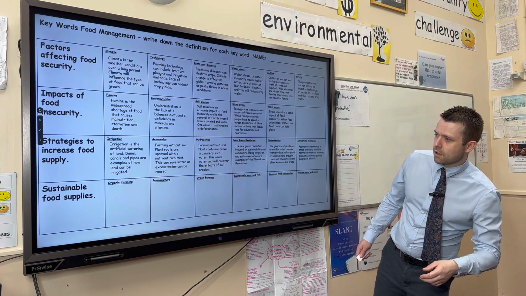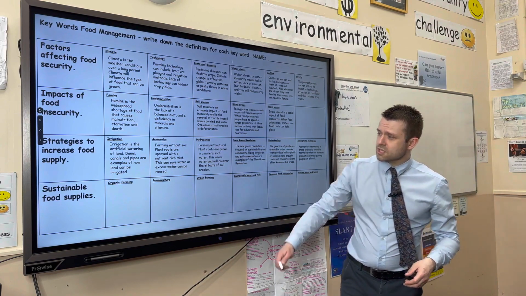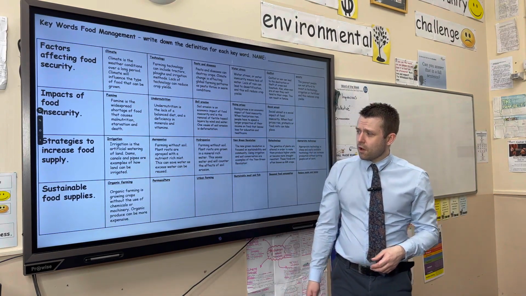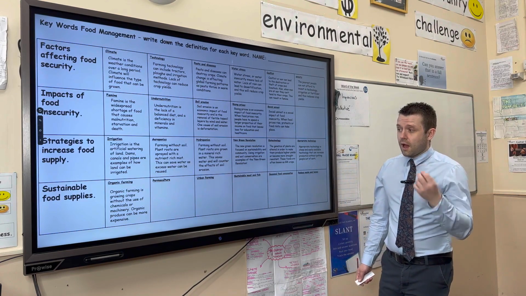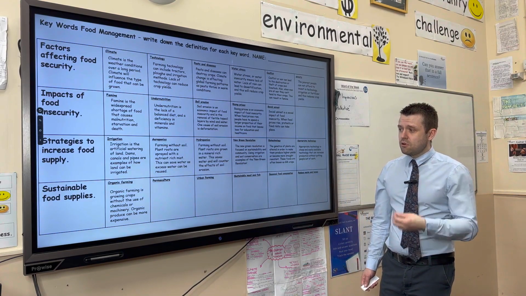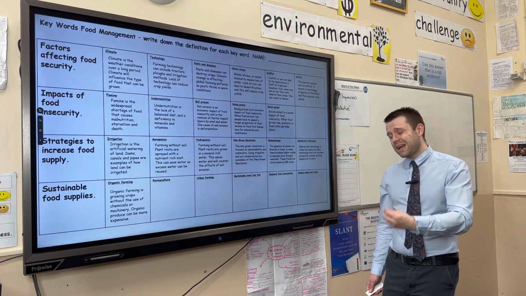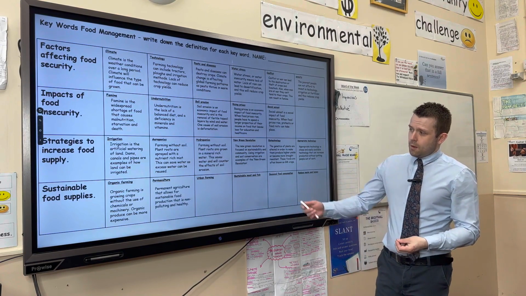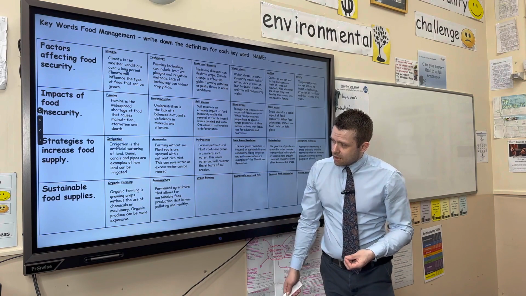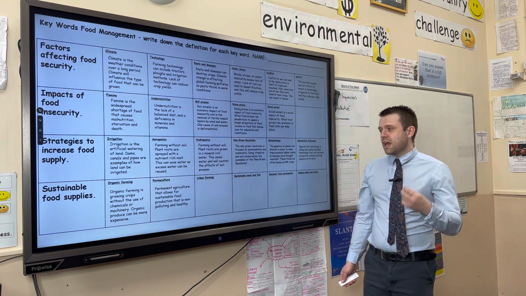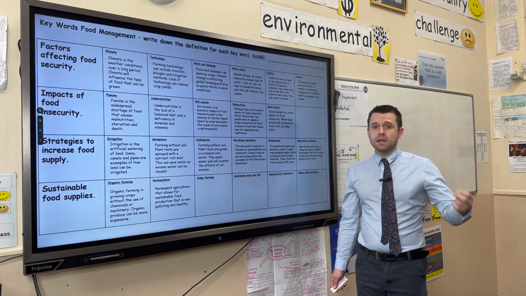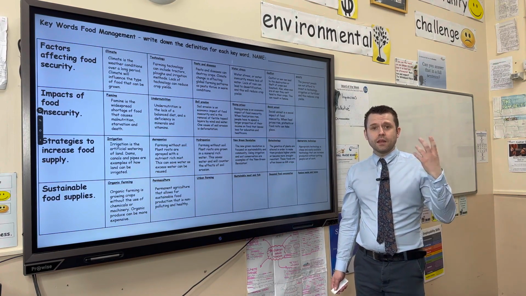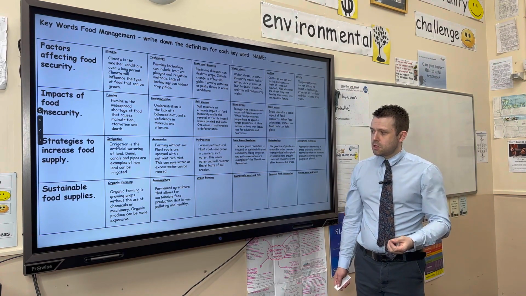That's appropriate technology. The final one, sustainable food supplies, organic farming, growing crops without the use of chemicals. Okay, and often little machinery. The problem is organic food can be more expensive. Permaculture or permanent agriculture, it allows for sustainable food production with the aim of not being polluting and being healthy in terms of the natural environment.